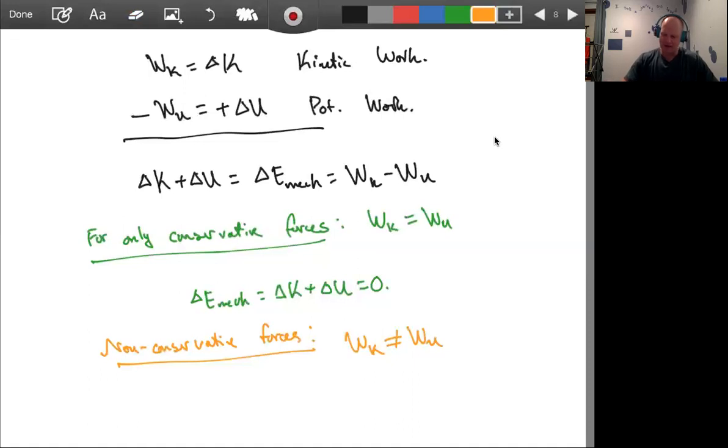In this case, the work kinetic minus the work potential will no longer be equal to 0, but will equal something else, which is what we call the work done by the non-conservative force. Whatever is taking that energy away from the system.